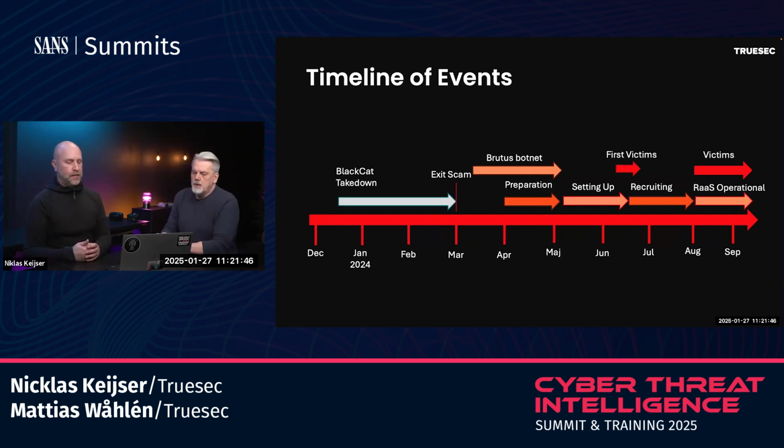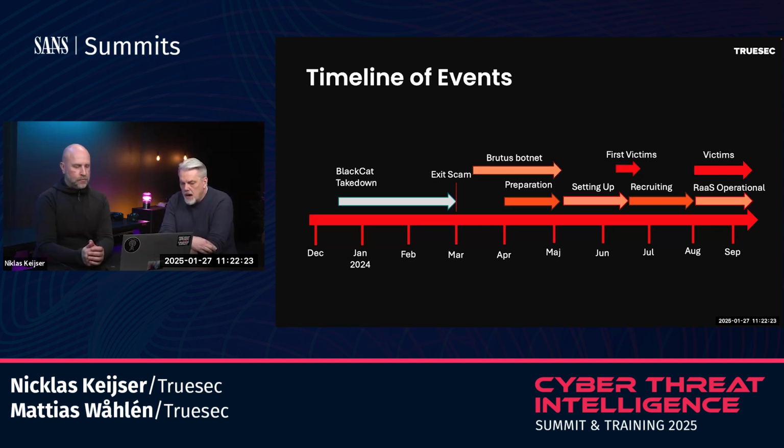So if we revisit the whole timeline, we have BlackCat, they get the takedown, and then they finally exit with an exit scam on the 1st of March. Two weeks later, the Brutus botnet starts working, and shortly after, someone starts paying money to a Rust programmer to build a ransomware. And on May 4th, the first iteration of this ransomware-as-a-service program is active.